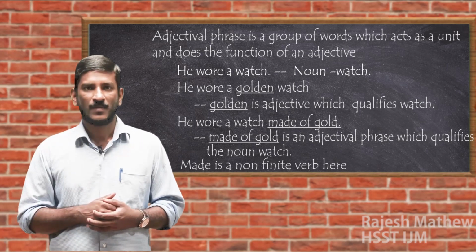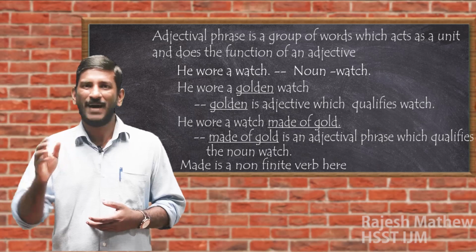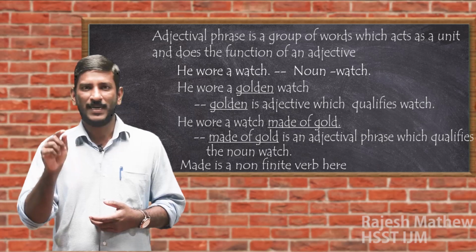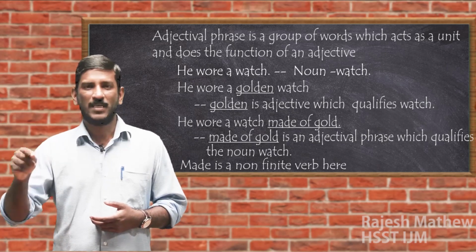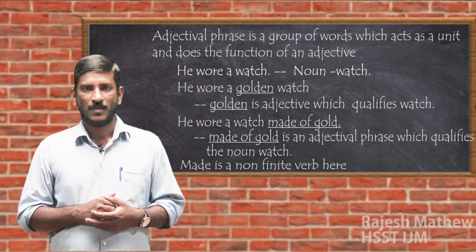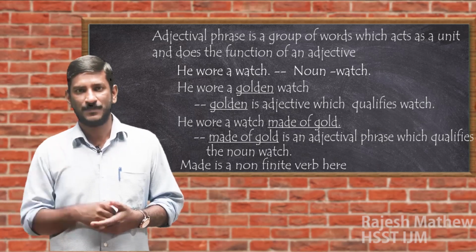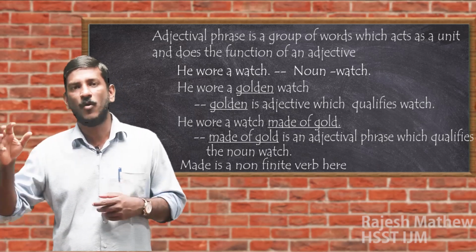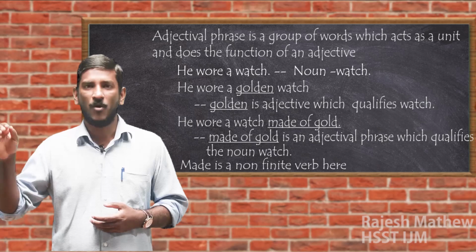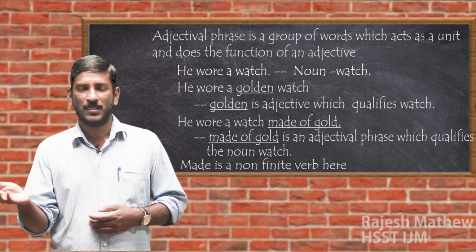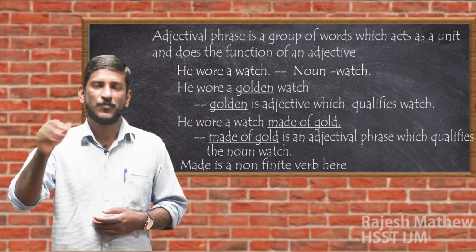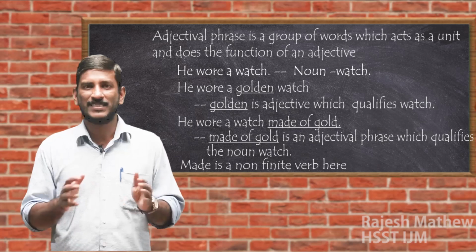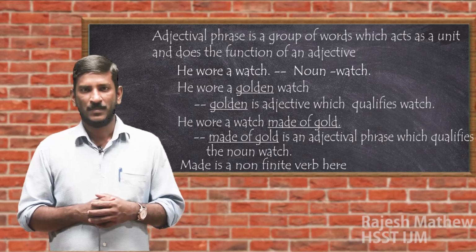Another example. I like to see a smiling face. Face is the noun, smiling is a participle, which is taken as an adjective here. I like to see a smiling face. I like to see a face with a smile on it. With a smile on it is a phrase which describes face. So these are all examples of adjectival phrases.